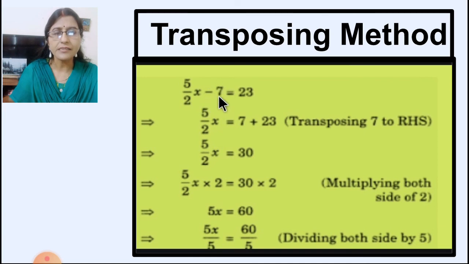Now this number we have to take to the right side of the equation. And then we will see the sign. It has a negative sign, minus sign. So the minus sign will become plus when you take it to the right side of the equation. Here you can see we got 5x upon 2 is equal to 7 plus 23, or you can write 23 plus 7, and 23 plus 7 is 30, and again we write 5x upon 2 is equal to 30.